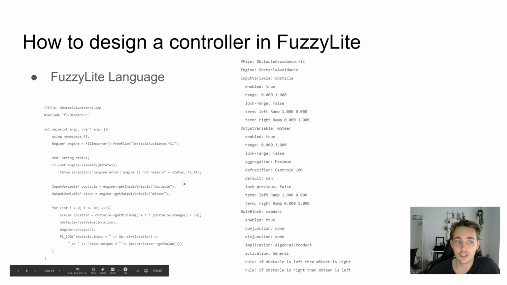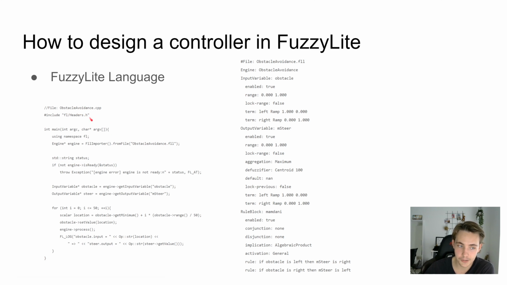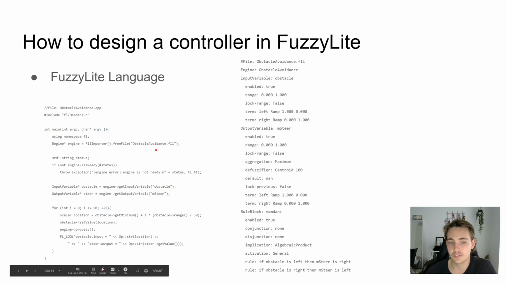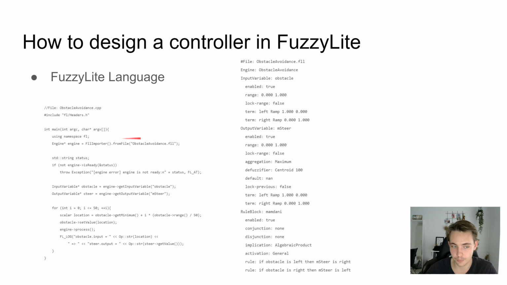And then when we want to use this fuzzy logic code, or a fuzzy logic controller, in C++, we first need to include this header here, FL headers. And then in our main function, we need to specify the engine, which takes in the file that we have specified. And the file needs to be in our directory on the computer for our project. And then we first check if the engine is running or is not ready or something like that.